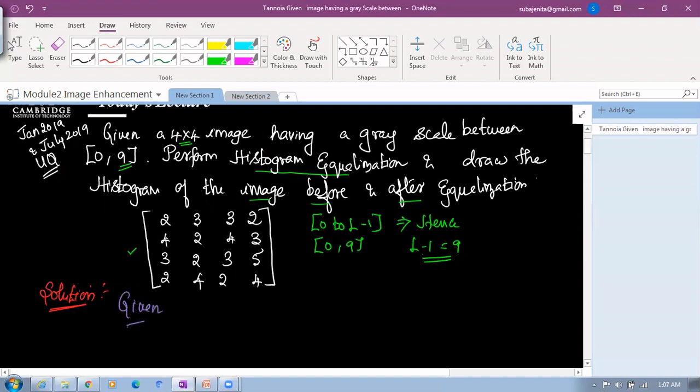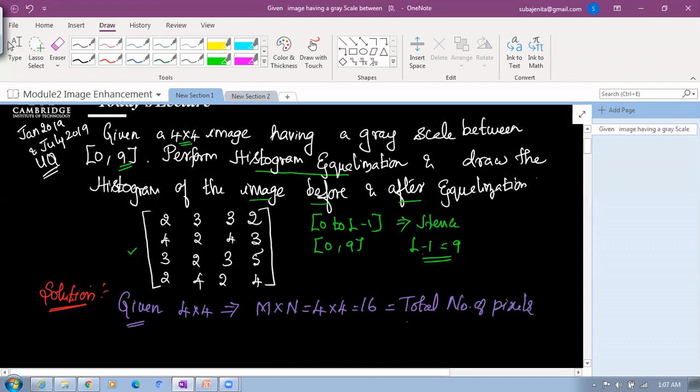Given 4x4 image. Hence, it is very clear that M cross N will be equal to 4x4, which is nothing but 16. That is the total number of pixels in this given image segment equals to 16. The image size is 4x4. So if you count 1, 2, 3, 4, 5, 6, 7, 8, 9, 10, 11, 12, 13, 14, 15, 16. So the total number of pixels will be equal to 16. That is nothing but M cross N.